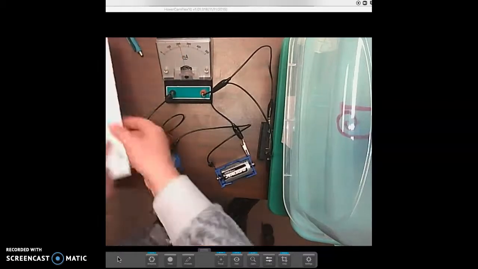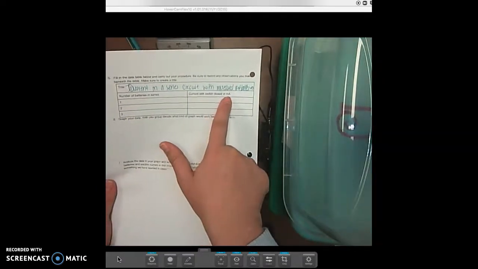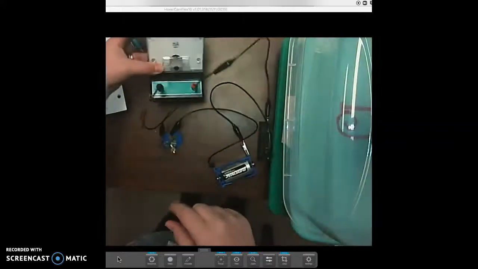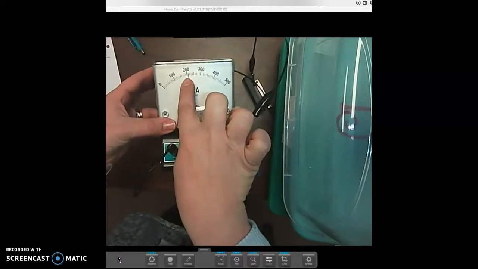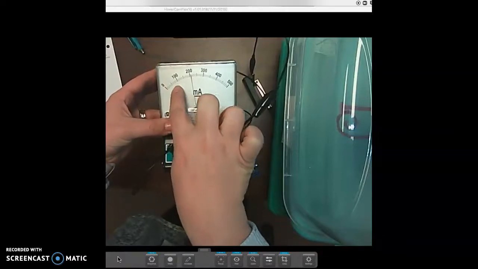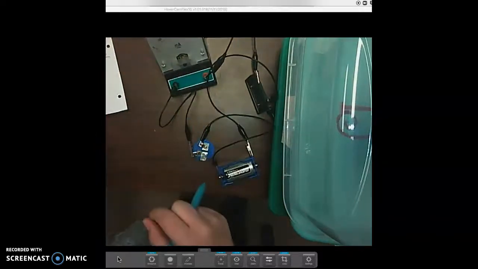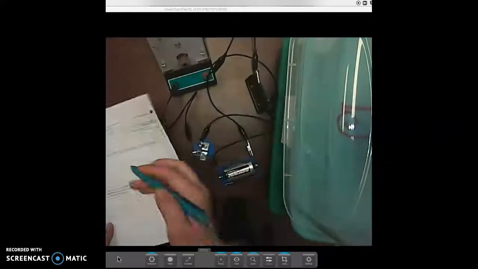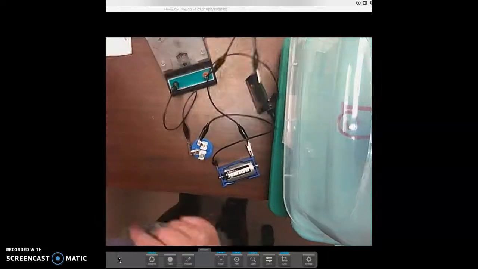All right, so in your lab, it says number of batteries in the series, 1. And then it says your current with the switch closed in milliamps. So looking at my ammeter, we can see that I'm on 1 tick mark past 200. And we learned in the first lab that each tick mark is worth 10 milliamps. So I'm at 210 milliamps. So I'm going to fill that in on my data table right here. So 210 milliamps. So that's in a series with 1 battery.